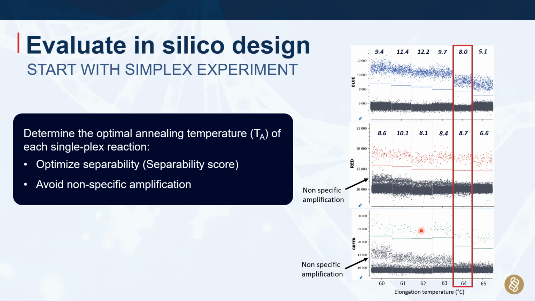But if we compare this to the third assay, we can actually see at between 60 to 63, there's definitely some non-specific amplification happening. But at 64, that non-specific amplification falls away. Therefore, if we're looking to add these three assays together, we need to make sure that all three of them will function equally well in the triplex reaction. Therefore, at 64 degrees Celsius, this would be the optimal reaction for the three assays as a whole.